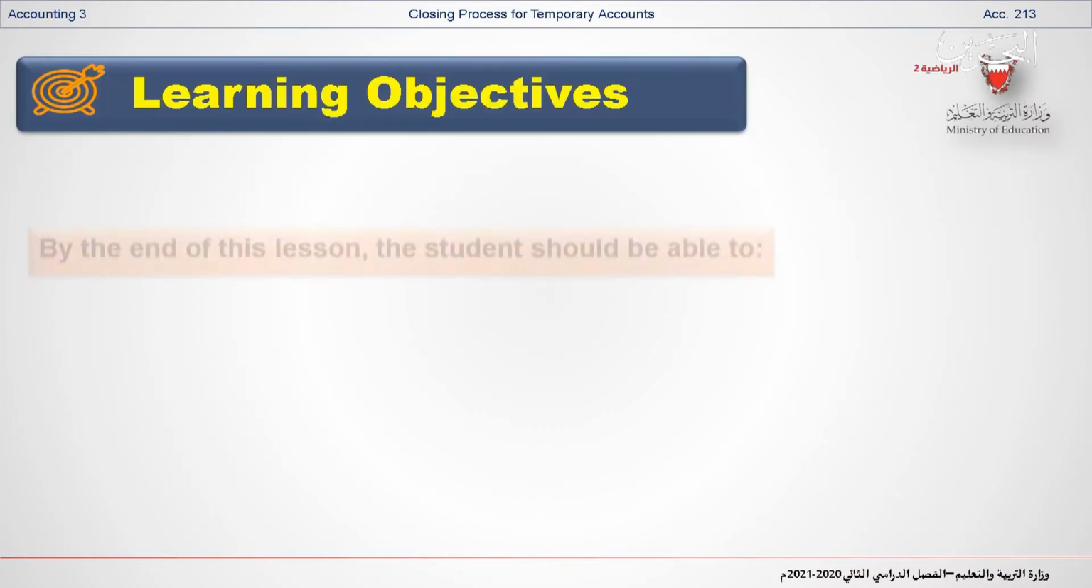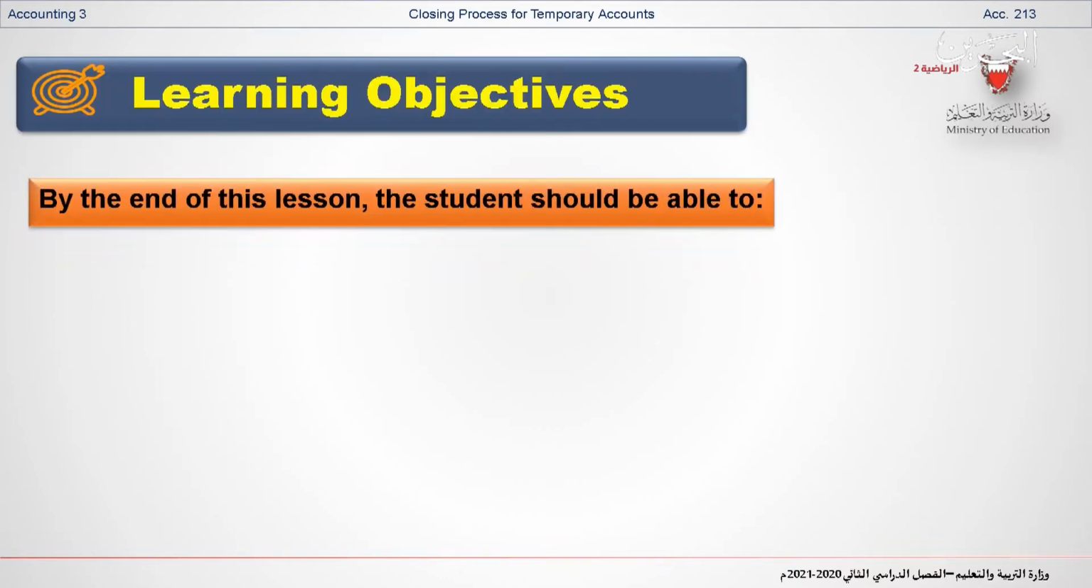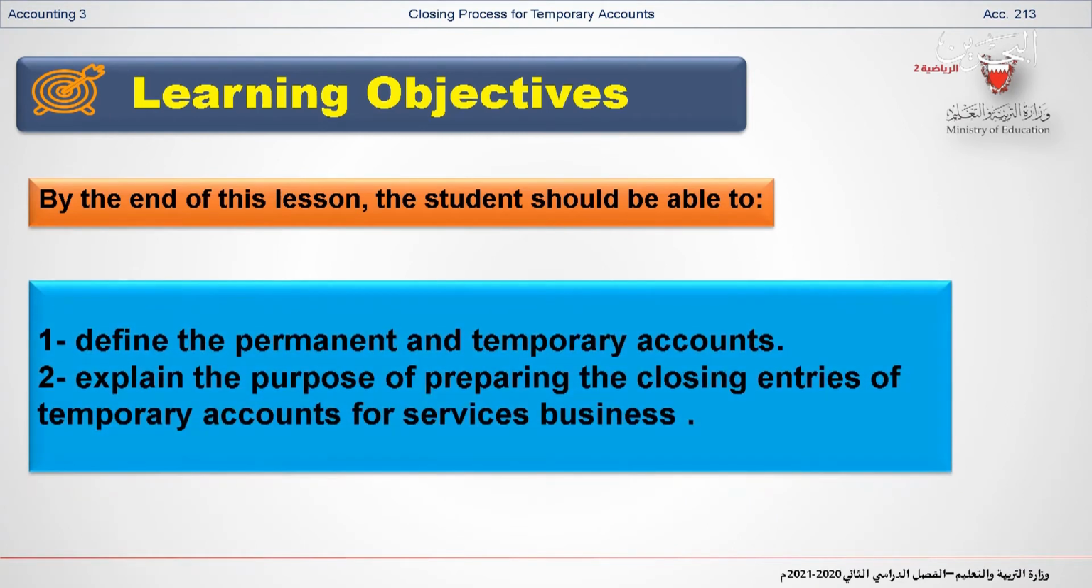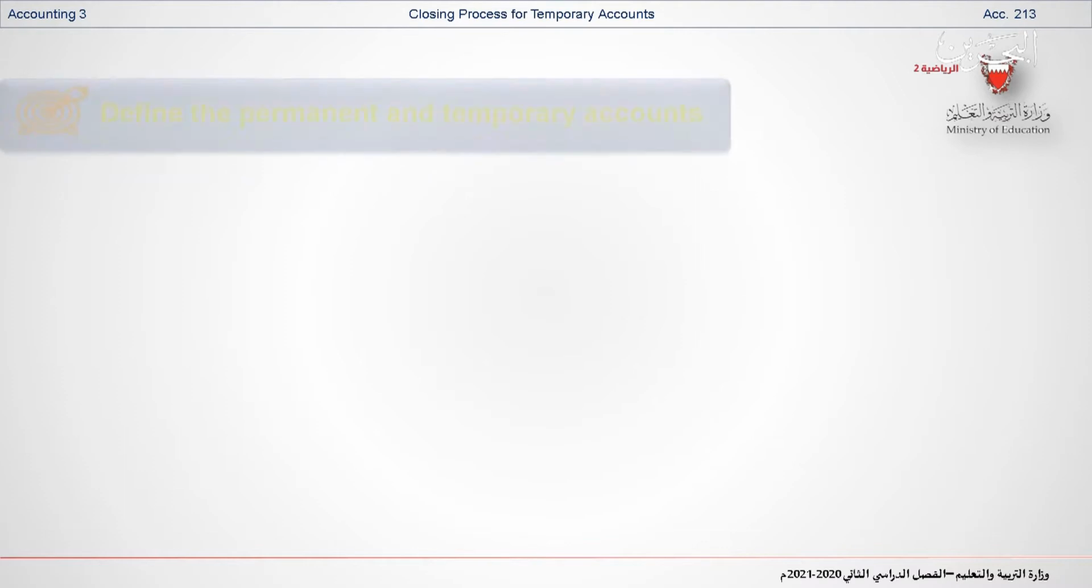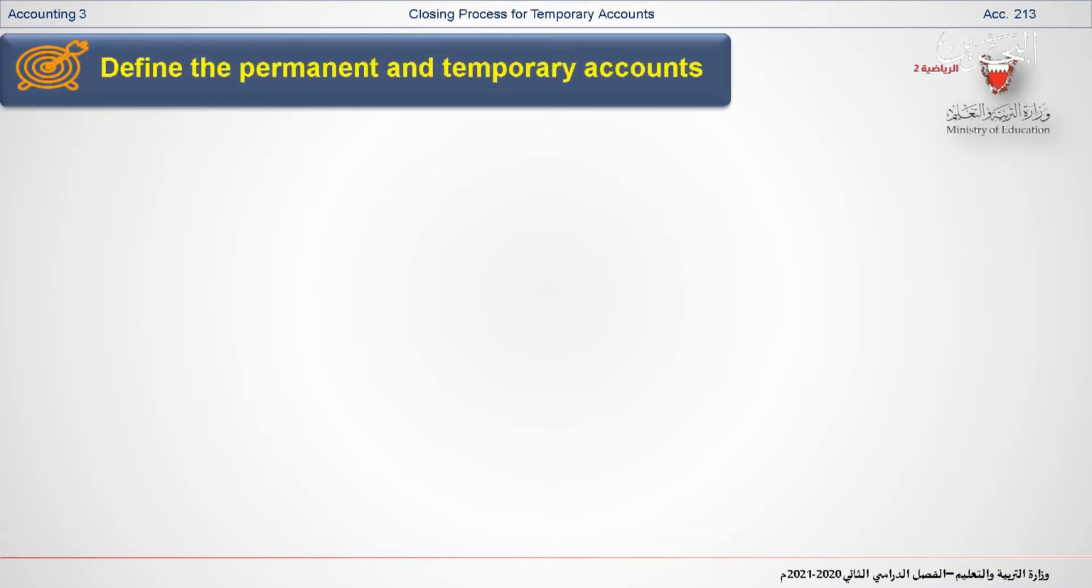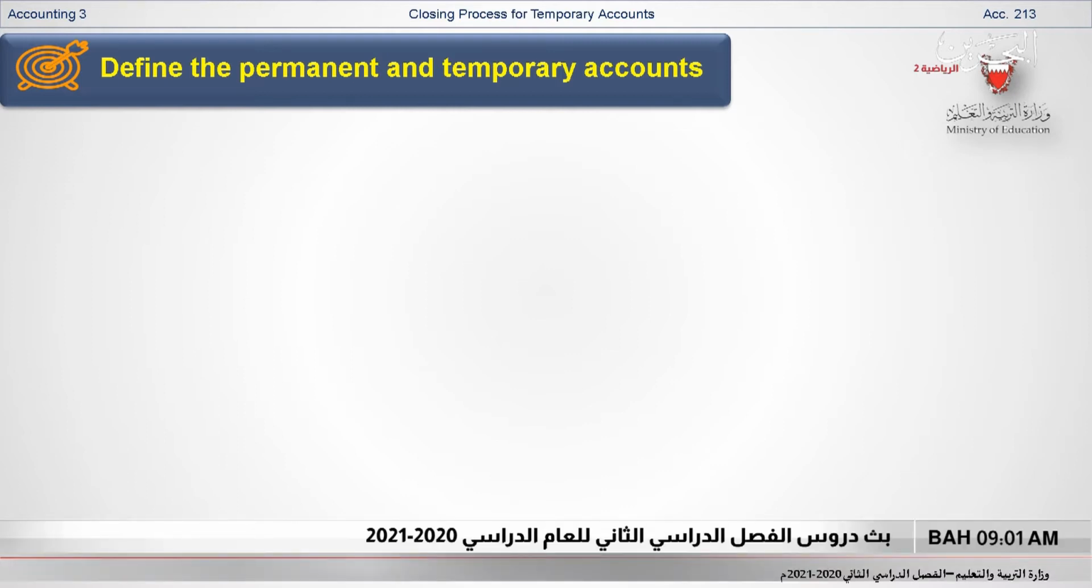By the end of this lesson, you should be able to: 1. Define the permanent and temporary accounts. 2. Explain the purpose of preparing the closing entries of temporary accounts for services business. To start with, first we have to know the difference between temporary and permanent accounts.